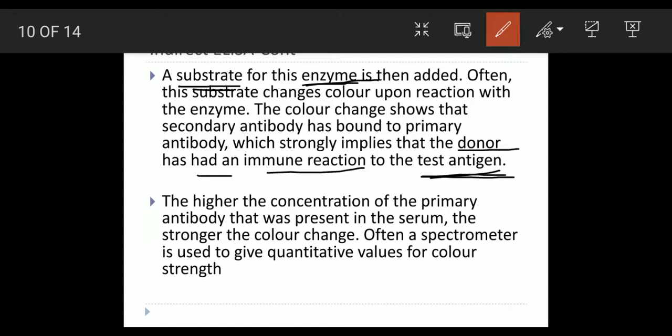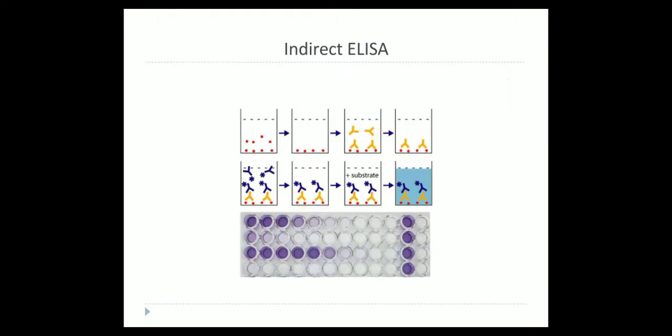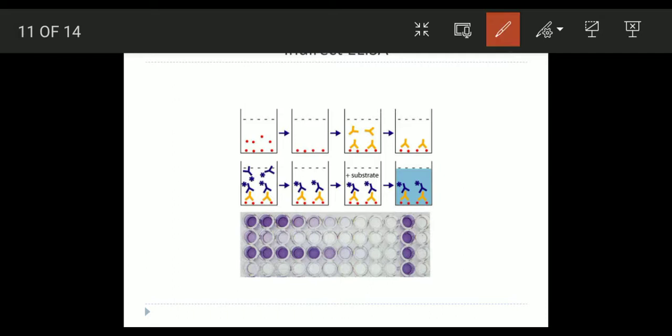Okay guys, so this is the very important concept. Got it or not? Yes. Okay, now let's move on. Now let's see the indirect ELISA diagrammatically. Here you can see this is the antigen, antigen bound with the plate. Then it is washed. Here you can see it is washed.